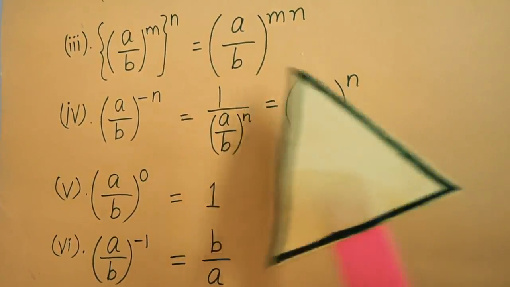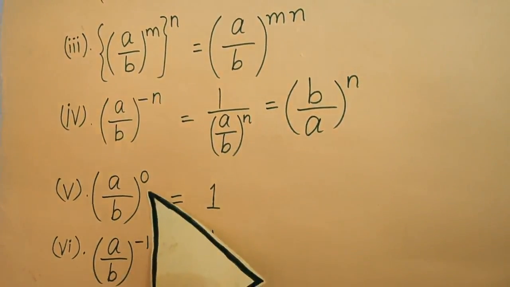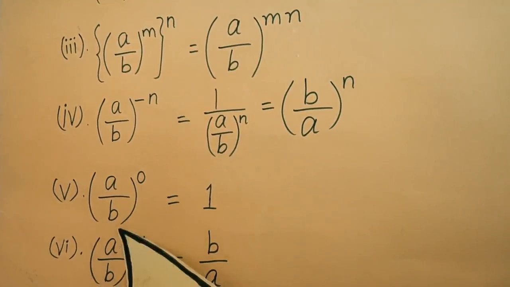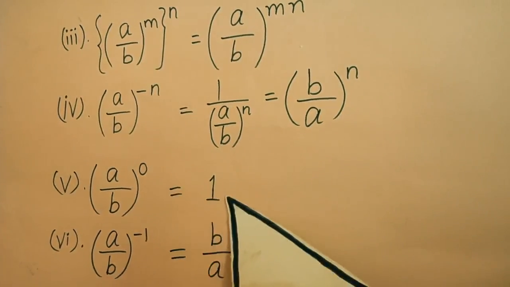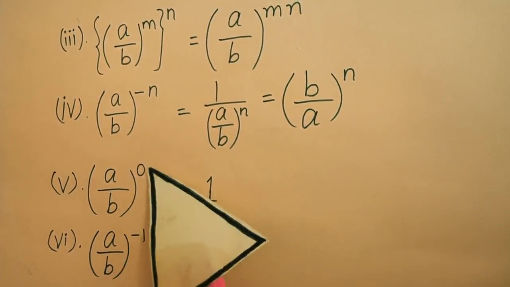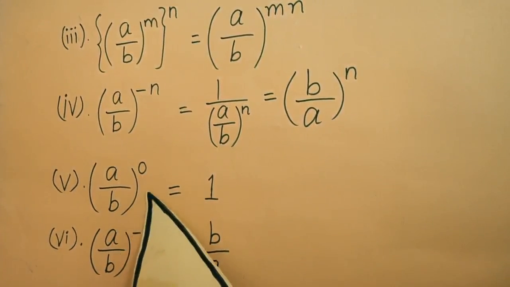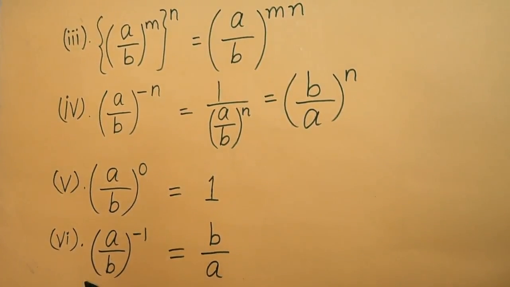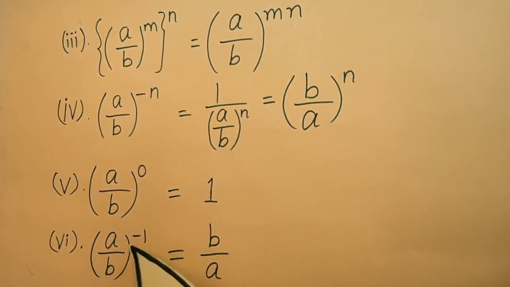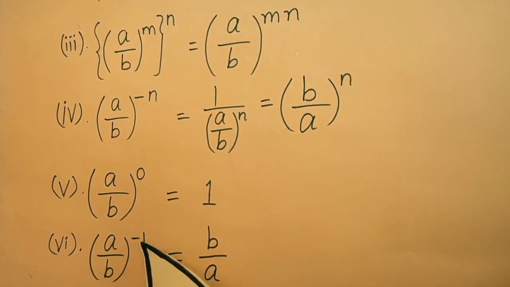Am I clear? And the next, fifth law, (a/b) whole to the power of 0. Any rational number, if the power is 0, the value will be 1. (a/b)^0 is equal to 1. So any number raised to the power of 0, we call it 1. Clear children? And the last law for the exponents, (a/b) whole to the power of minus 1.